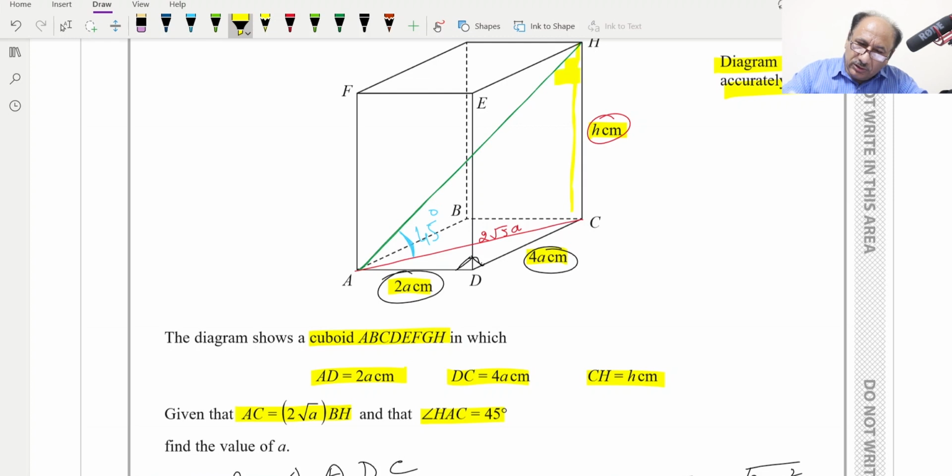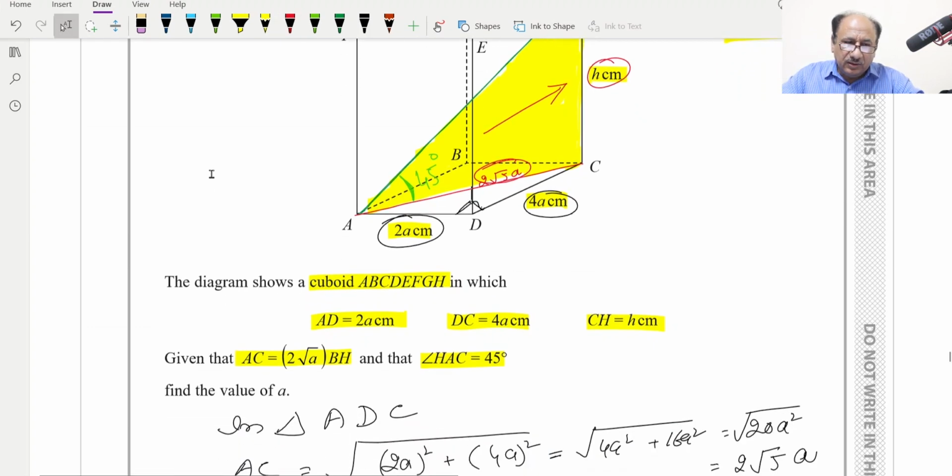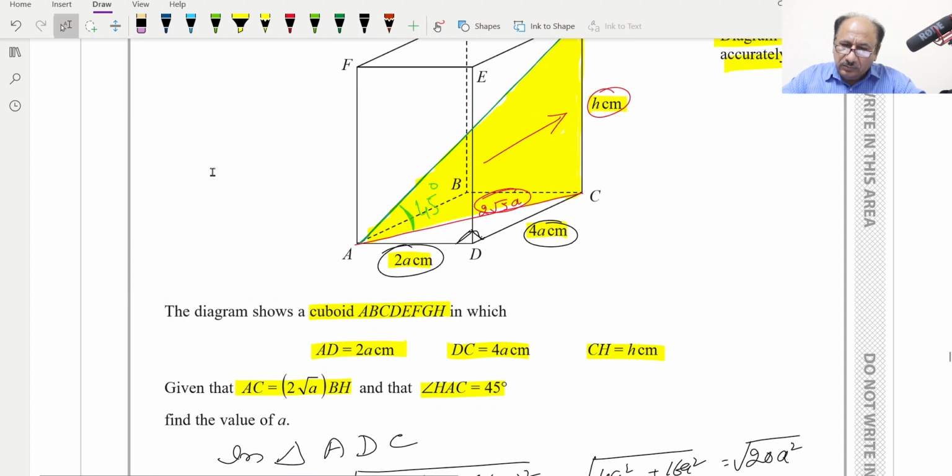I will show the triangle which we are going to consider. Hopefully you are understanding everything. So this will be the shaded triangle which we will be using. Opposite will be this, and this is the adjacent. So we can write H over, basically opposite, H over AC.